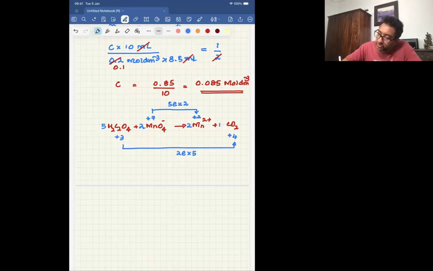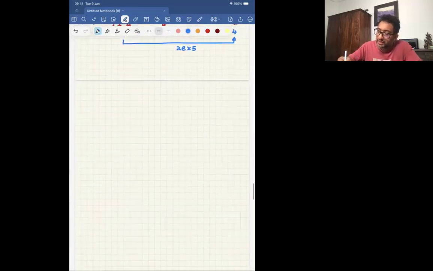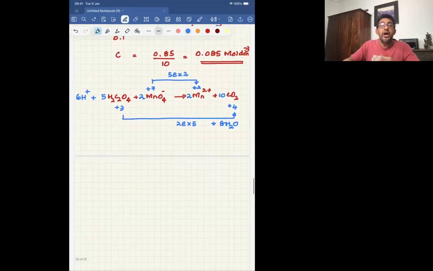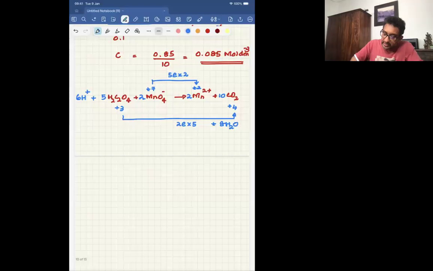So this is multiplied by 2, this is multiplied by 2, this is by 5. 5 times 2, 10 CO2. Then how many H pluses? Minus 2, 2 times 2, 4, 6 H pluses. 6 H pluses, and 5 times 2, 10. 10 plus 6 is 16. That means you need to have 8 H2O on this side. If you want to write the entire reaction, you can do that.